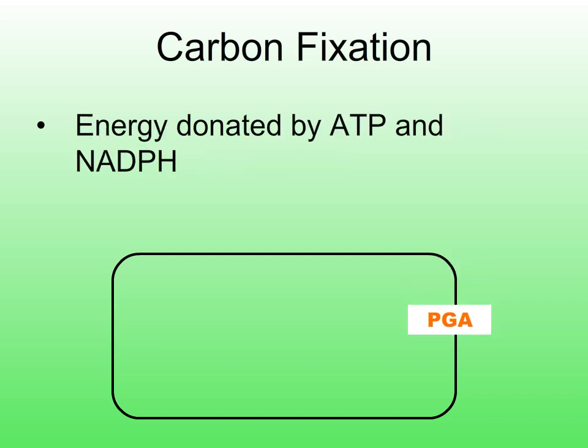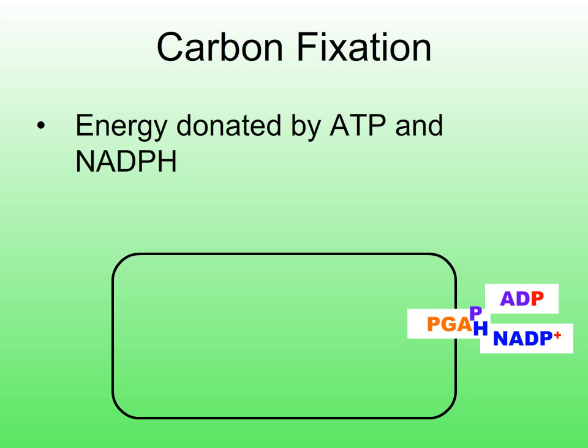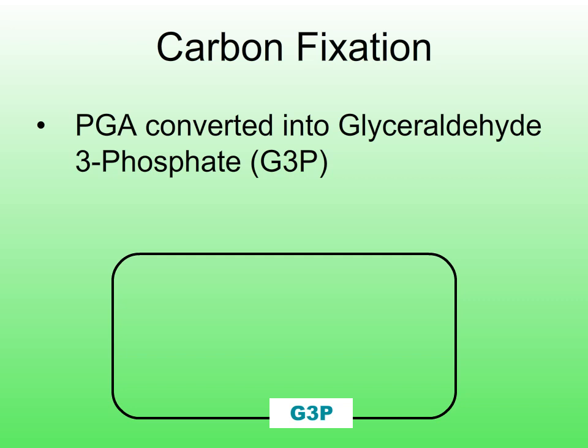Now it is time for the molecules made in the light reaction to transfer their energy. The energy of 12 ATPs and the electrons and hydrogens of 12 NADPHs are transferred to PGA. The ATP and NADP can pick up more energy in the light reactions. And after this transfer of energy, the PGA molecules are converted into 12 molecules of glyceraldehyde 3-phosphate, or G3P, so PGA is reduced to G3P.